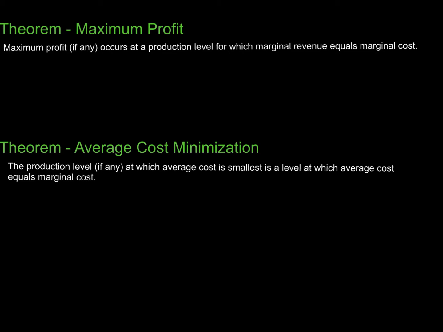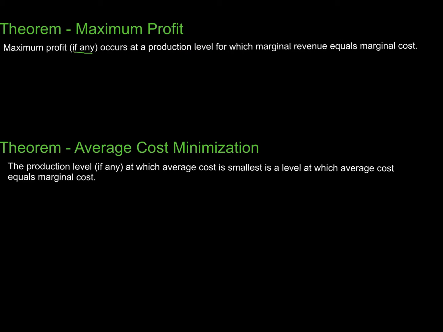The first is a theorem for maximum profit. So maximum profit, if any, and this is an important component here, if any, doesn't necessarily have to occur. But maximum profit, if there is any, occurs at a production level for which marginal revenue equals marginal cost. And when you hear this word production level, what you're thinking about is the x value, right? How many items are you producing slash selling?